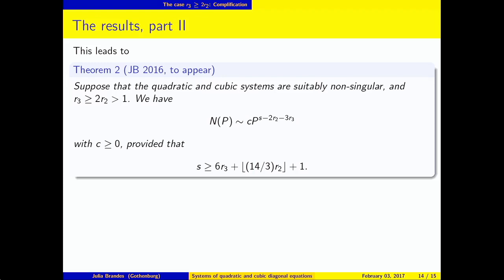So we get our number of expected solutions, provided the number of variables is bigger than 6r cubed. And this is 4 plus 2/3. So 6 times the number of cubics and 4 times the number of quadratics, and we're sort of off by 2/3 times the number of quadratics. And yeah, this works if the number of cubics is at least twice the number of quadratics. Why is that? Well, we have two reasons.